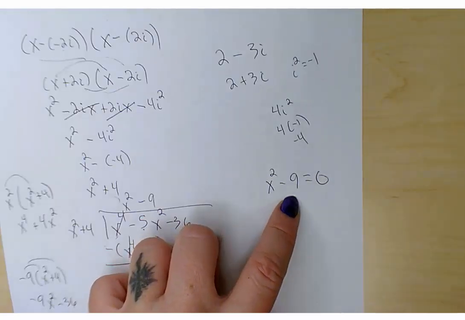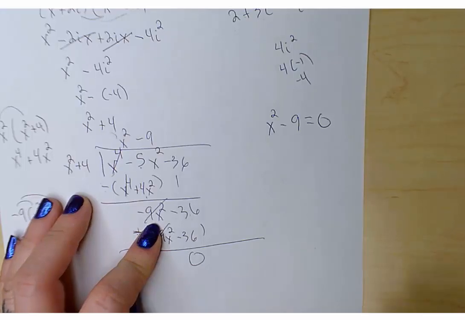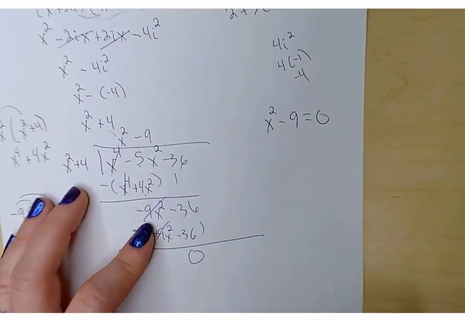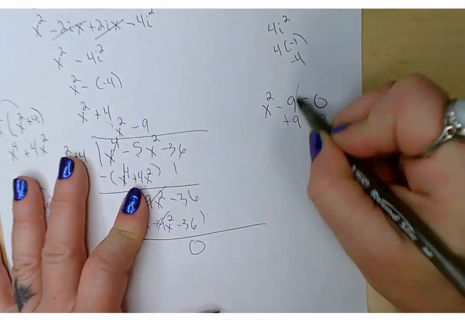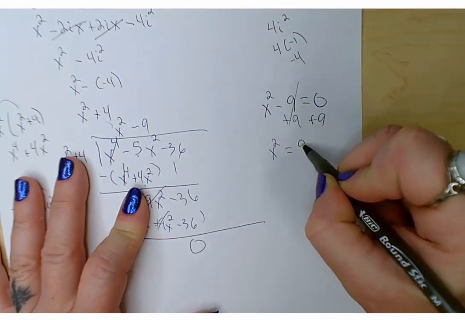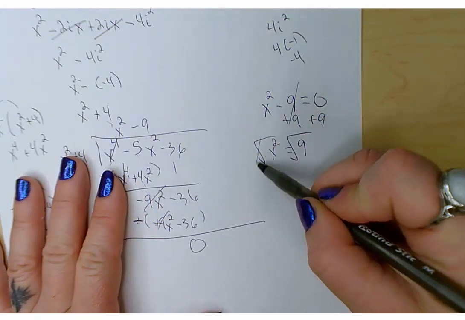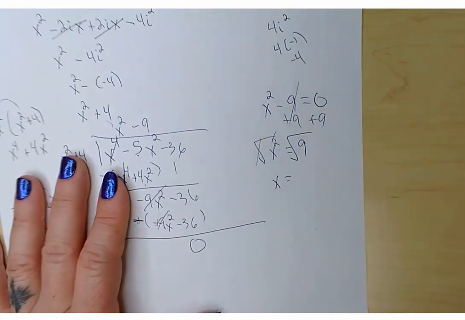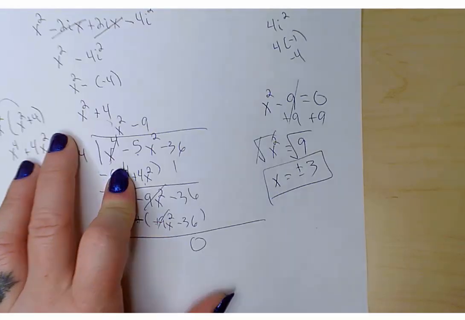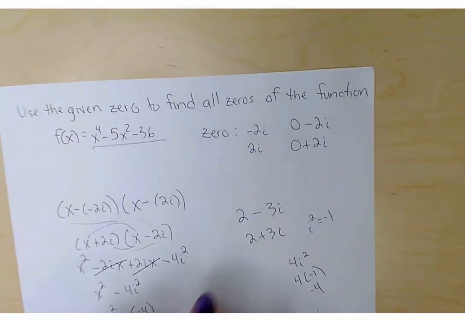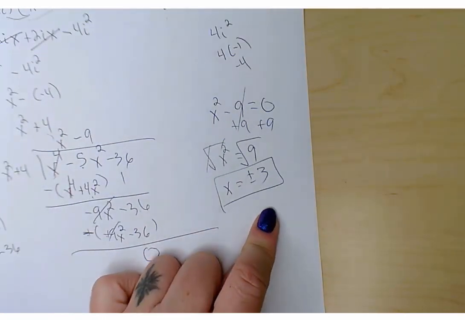When we set this equation equal to 0 and solve it, it is going to give us our third and our fourth solutions. Now, this is the difference of squares, or you can solve it using the square root property. Add that 9 to the other side, giving you x squared is equal to 9. Take the square root of each side. Square root and square cancel, leaving us with x. And the square root of 9 is plus or minus 3. So all our solutions: negative 2i, positive 2i, positive 3, negative 3.